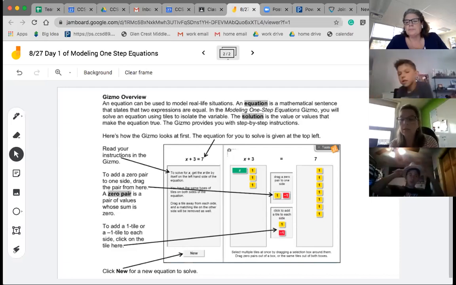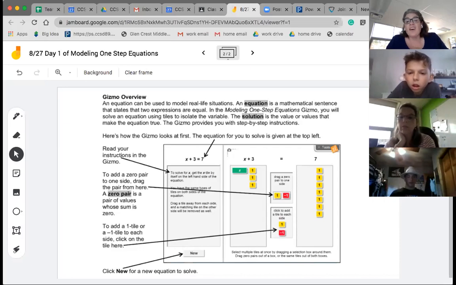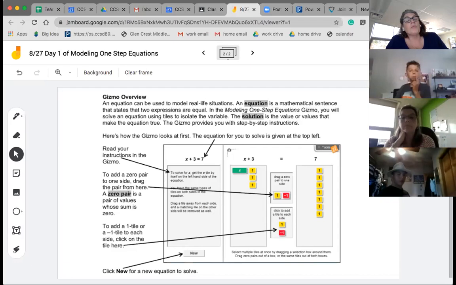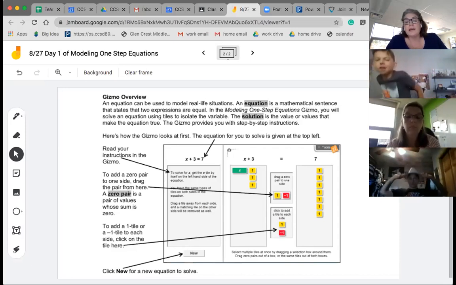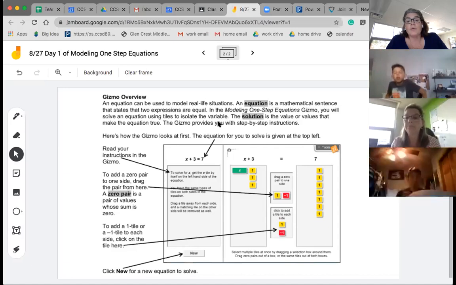Isolate, what does it mean? To be confined in one place. To be confined in one place. So if you are grounded, you are most likely isolated to your bedroom. So we are trying to get the letter all by itself. We're isolating it, getting it all by itself, okay?